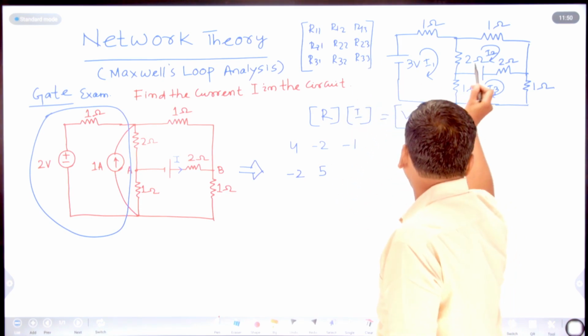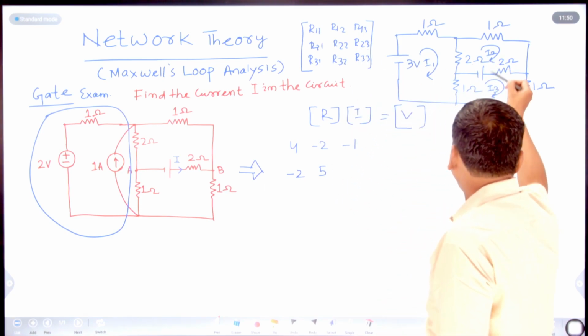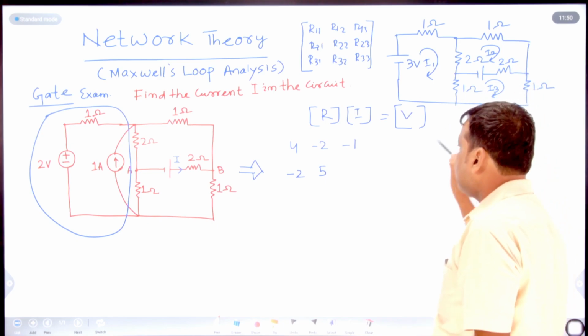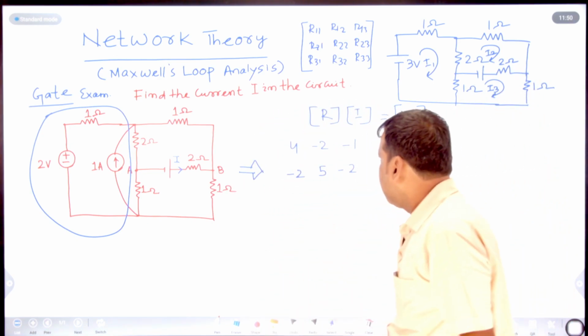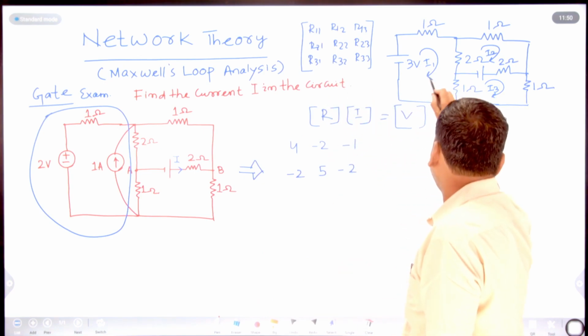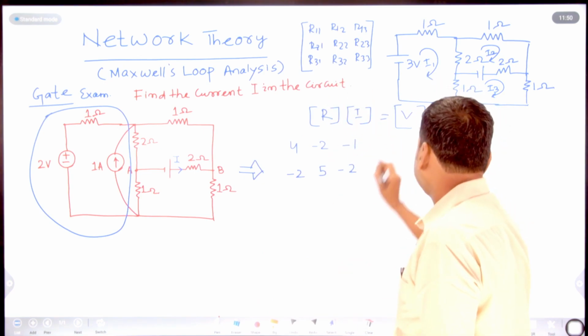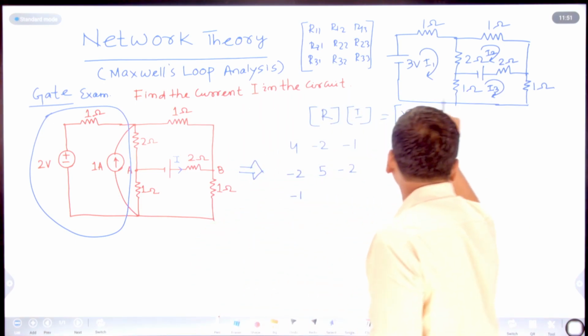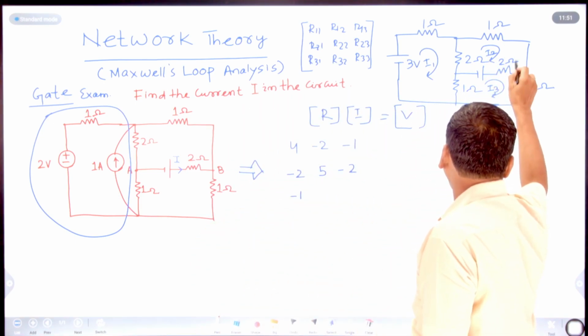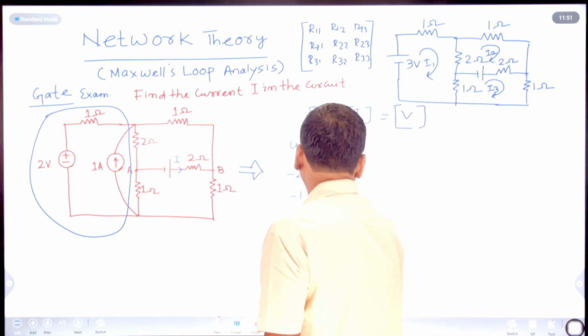Then R23 is the resistance common between loops 2 and 3. What is common between 2 and 3? This 2 ohm resistor. Put the minus sign, so this is minus 2. Then come to R31, meaning loops 1 and 3. The 1 ohm resistor is common, so put the minus sign, minus 1. Similarly R32, common between 2 and 3, that is your 2, so minus 2.